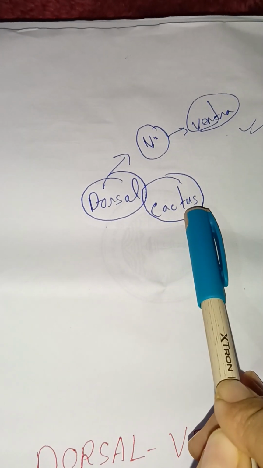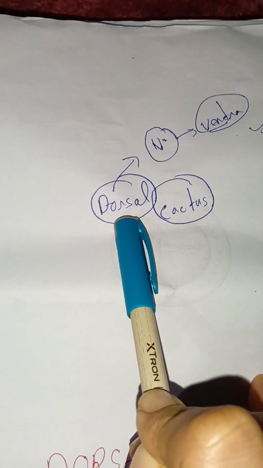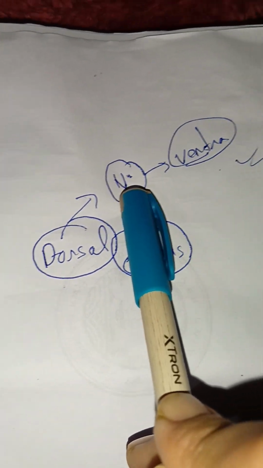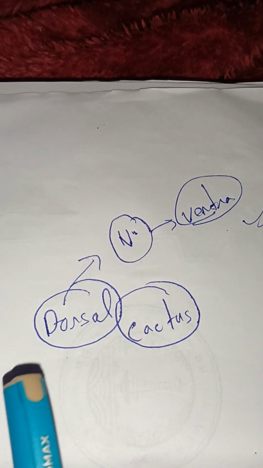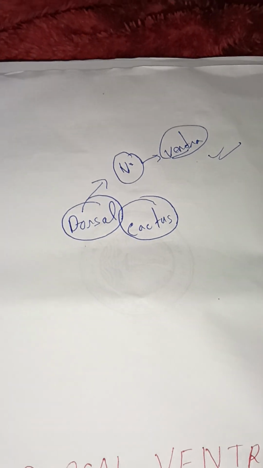As this cactus is phosphorylated, there is a release of dorsal from the cytoplasm to what? Your nucleus. As it enters the nucleus, it is responsible for what? Ventralization. Although the name is dorsal, it is responsible for ventralization. Now move to the pathway.